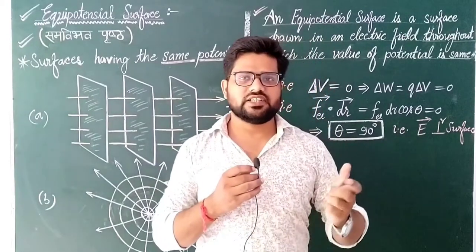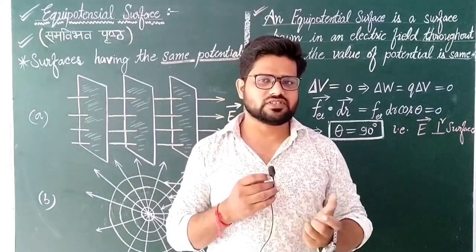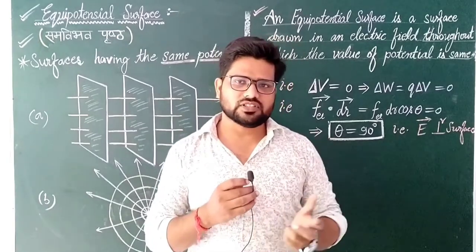The surface of a charged conductor is always an equipotential surface. What is meant by the equipotential surface?